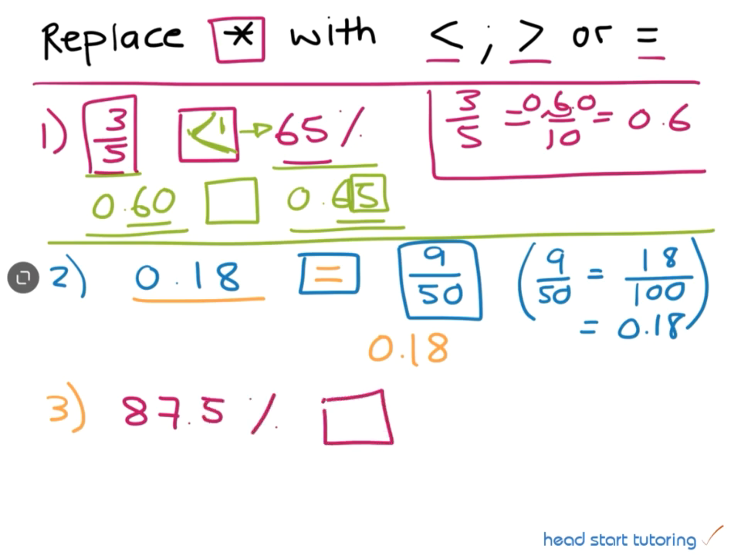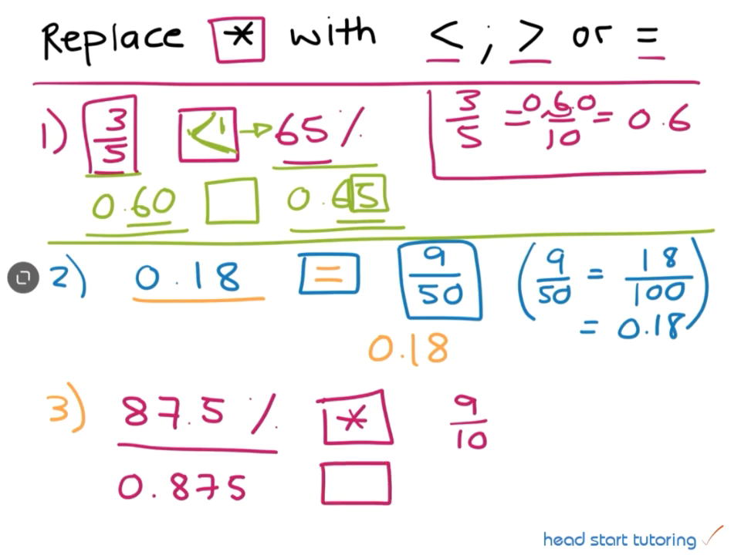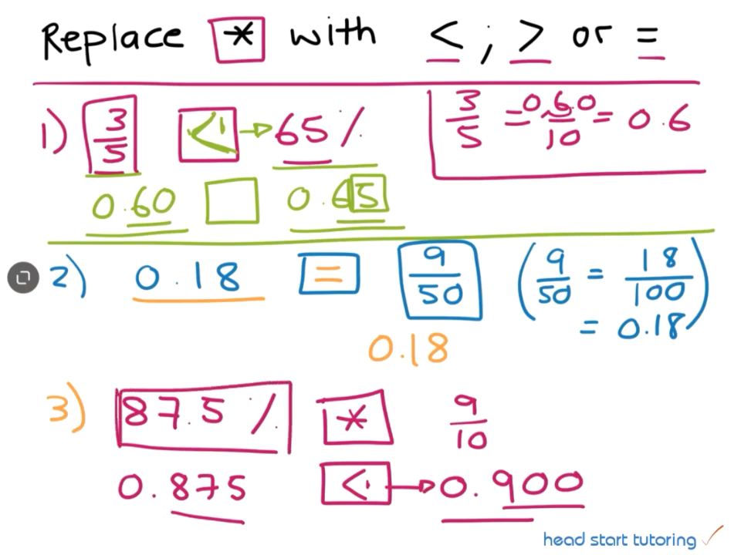87.5% compared to 9/10. Right, so what we would like to do here is, again, we've already got a percentage, and a percentage is very easy to convert into a decimal. We've just got 0.875 compared to 9 over 10. 9 over 10 is quite easy to convert into a decimal. We just say 9 over 10 is 9 divided by 10, which is 0.9, which is our bigger number. 0.9 is definitely bigger because we can put in some placeholders there, and 875 is smaller than 900. So again, we put our smaller than sign there, and our big mouth is facing towards the bigger number, so that's great. So 87.5% is smaller than 9 over 10.